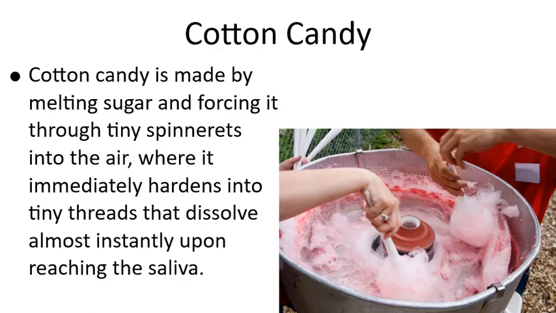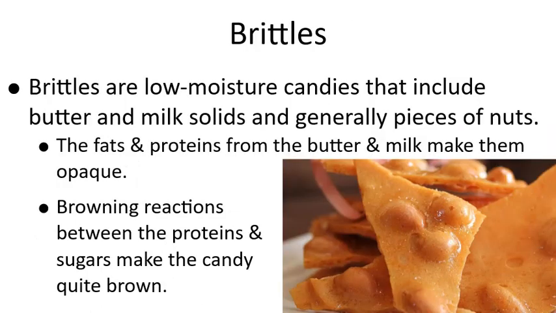to disappear. Another type of candy is brittle, such as peanut brittle. Brittles are low-moisture candies that include butter and milk solids and generally also pieces of nuts. The fats and proteins from the butter and milk absorb light and so make the brittle opaque. During the cooking process, browning reactions or Maillard reactions between the proteins and the sugars make the candy quite brown.